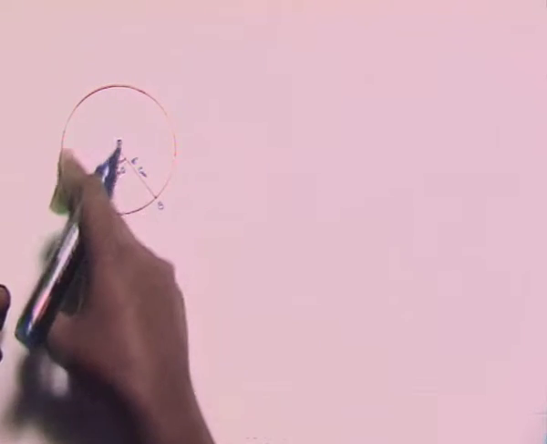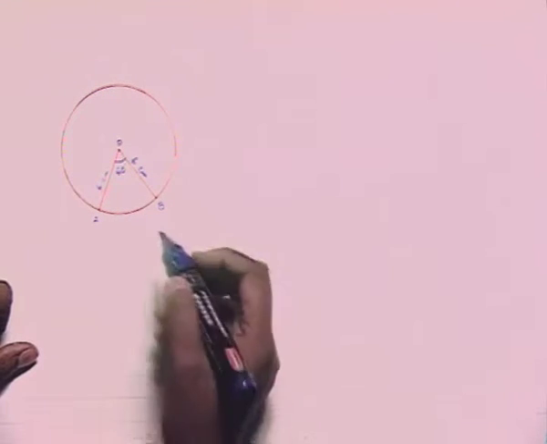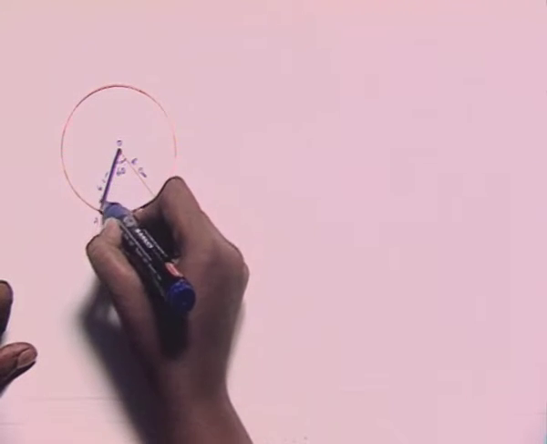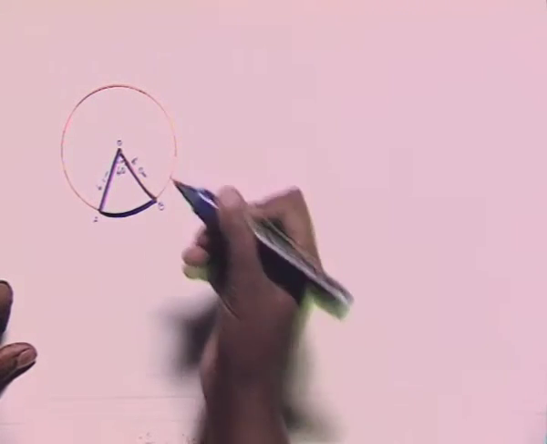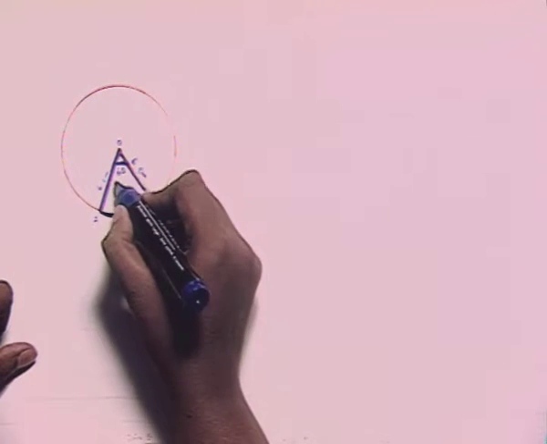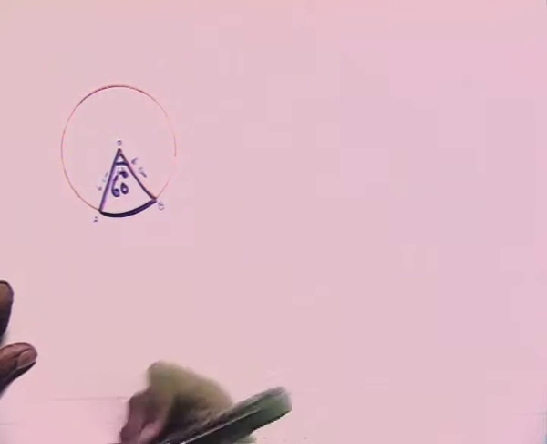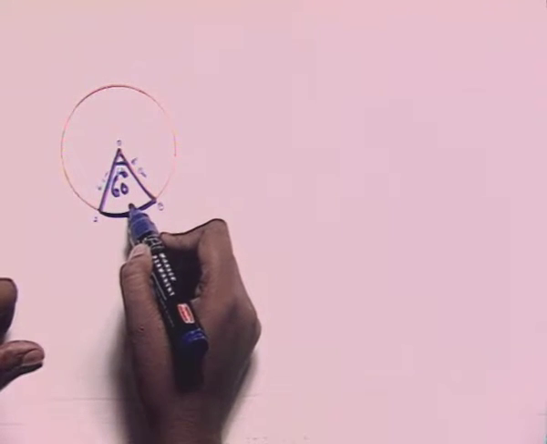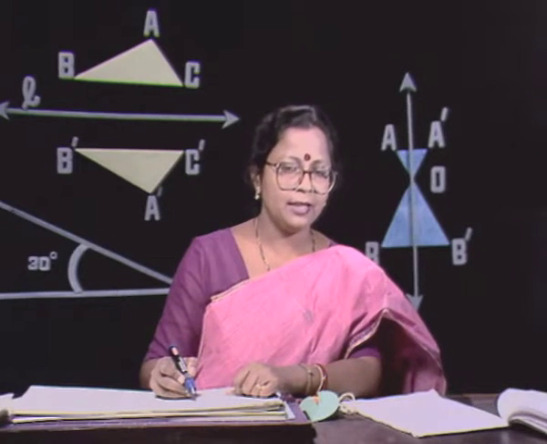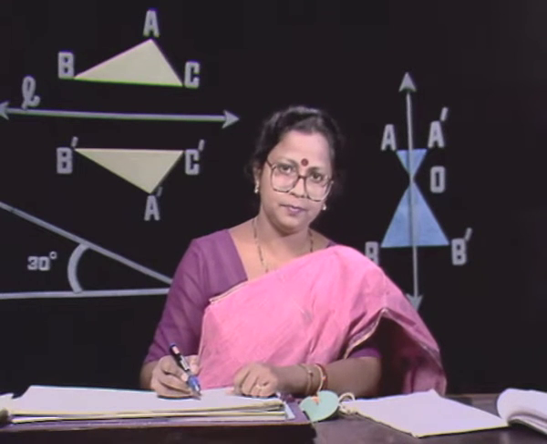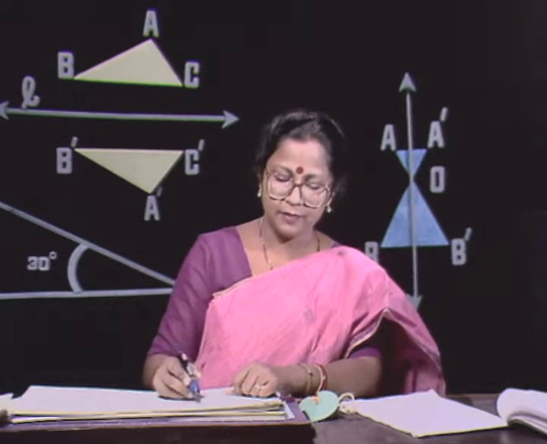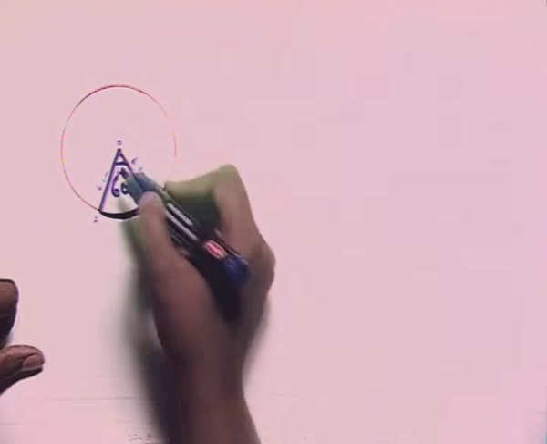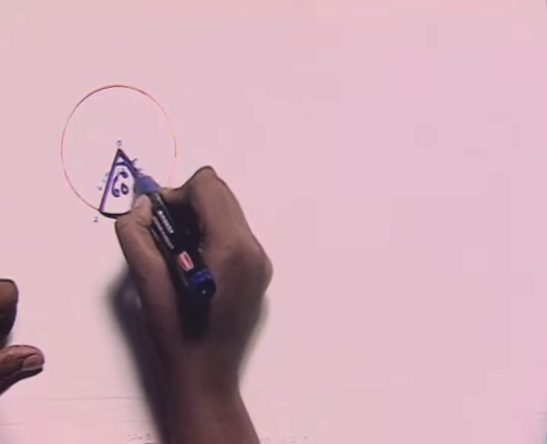So, this is the circle. We have to find out the perimeter of this sector, which is making an angle of 60 degree at the center. Perimeter, as you very well know, is the sum of the length of all the sides of the figure. So, perimeter of this sector will be equal to length of this arc plus the sum of these two radii.